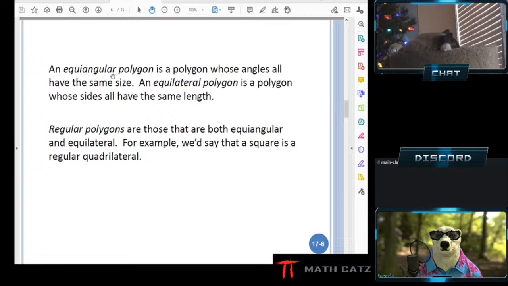So an equiangular polygon is a polygon whose angles are all the same size. An equilateral polygon is a polygon whose sides all have the same length. And a regular polygon, let me just finish it. A regular polygon is a polygon that's both of those. Equiangular, all the same angles, and equilateral, all the same side lengths.